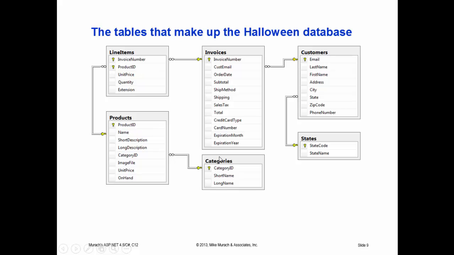Product ID is what I would go with, category ID. This, obviously, I would call it state ID. Customer ID. So I'm not a fan of using natural keys. I like to use surrogate keys.